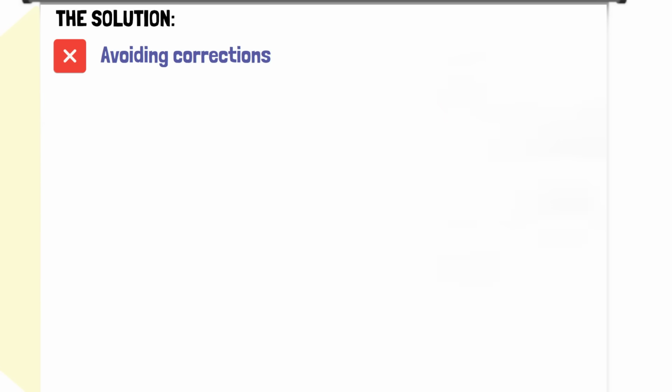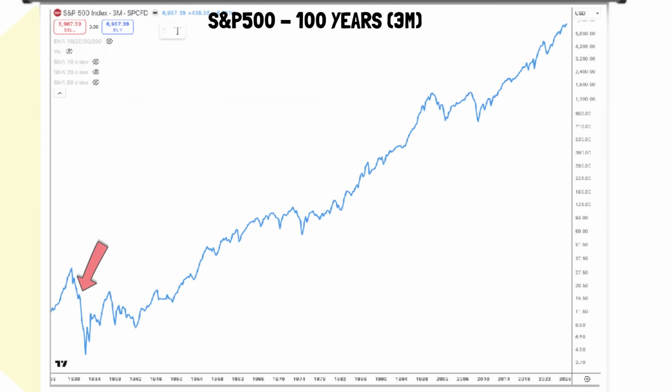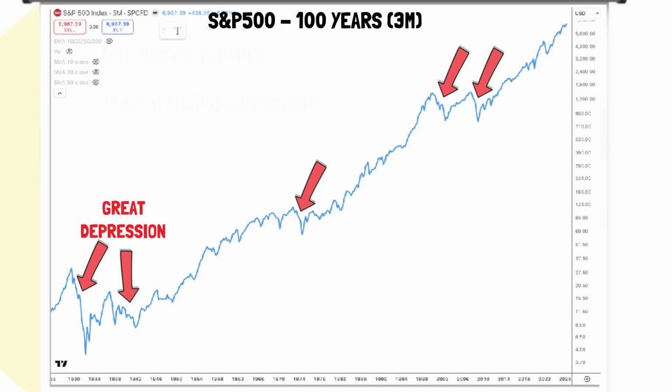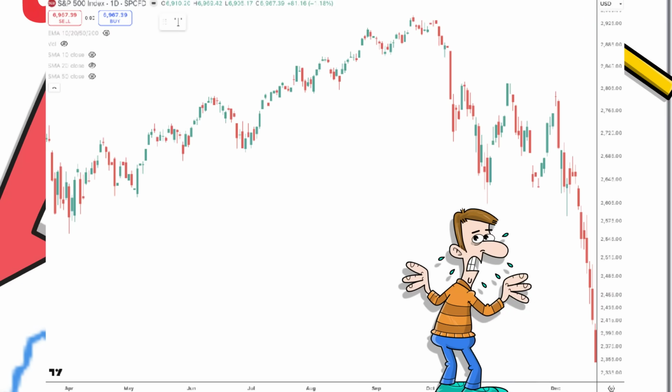The solution isn't avoiding corrections, it's understanding them. In the last 100 years, markets have experienced 5 major falls exceeding 50%, typically resulting from severe economic shocks: the Great Depression, the 1970s oil crisis, and the 2008 financial crisis. Smaller 15 to 30% corrections occur routinely every 2 years, whilst minor dips are normal features of bull markets. Even these smaller movements terrify those living through them.